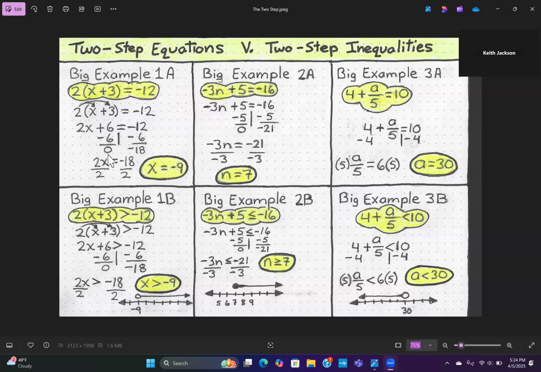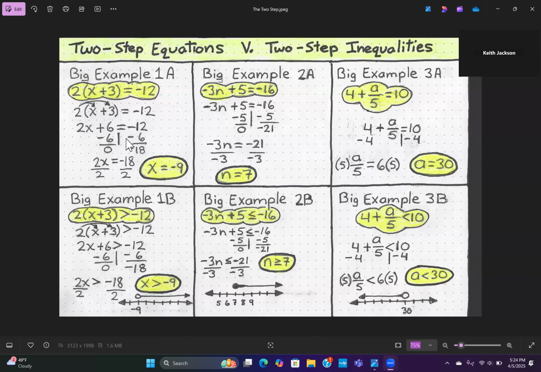All right, and so now what we're going to do, we're going to isolate this variable even further by doing the opposite of addition right here because we have a plus 6. So we're just going to subtract 6 from both sides. And when we do that, we'll get our classic 0 on this side because we need to get that 0 on the same side as the variable.